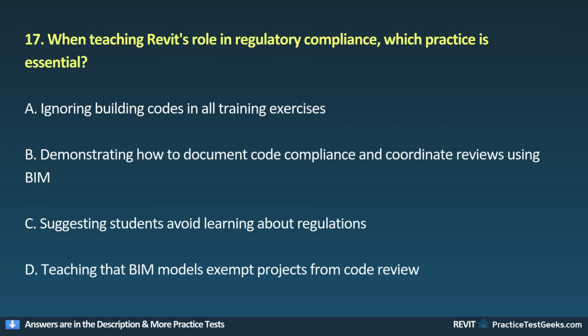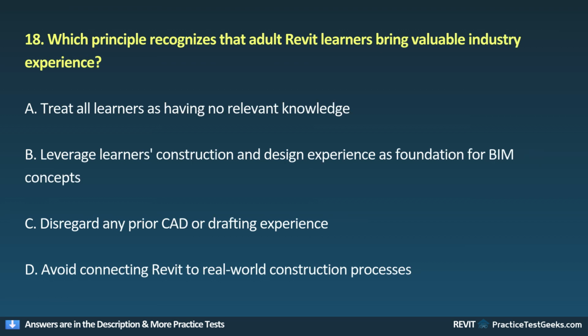A. Ignoring building codes in all training exercises. B. Demonstrating how to document code compliance and coordinate reviews using BIM. C. Suggesting students avoid learning about regulations. D. Teaching that BIM models exempt projects from code review. 18. Which principle recognizes that adult Revit learners bring valuable industry experience?